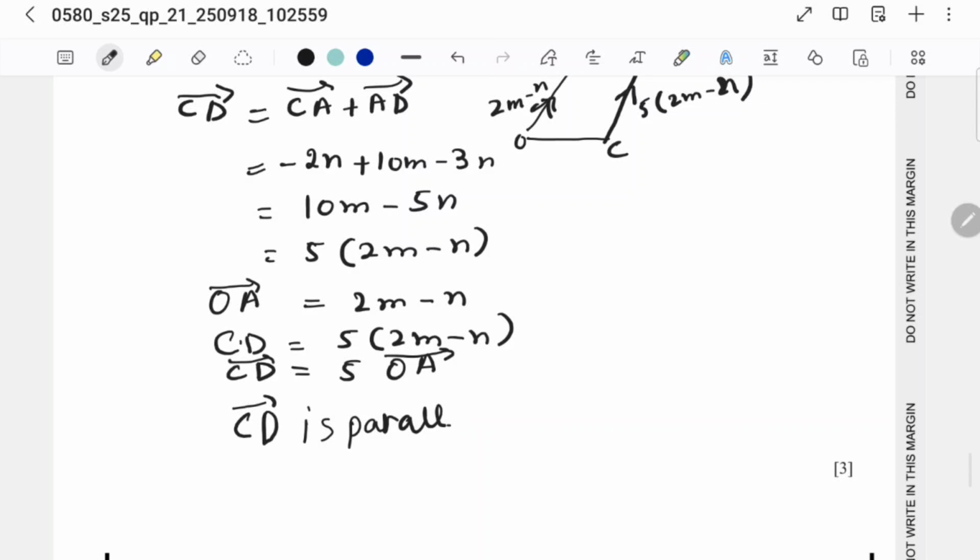We have shown that a pair of sides is parallel in this new trapezium. So that's why it is a trapezium. OACD is a trapezium.